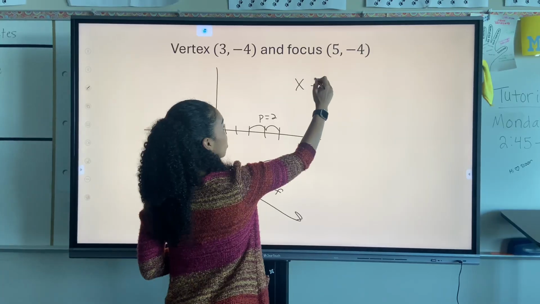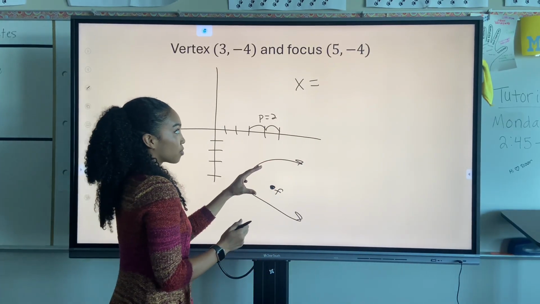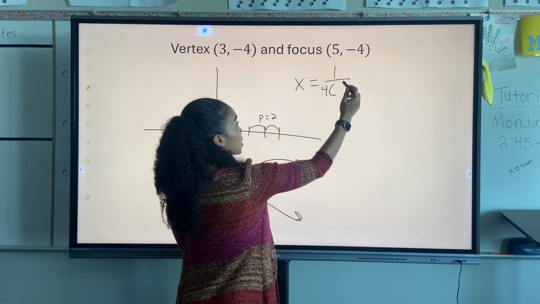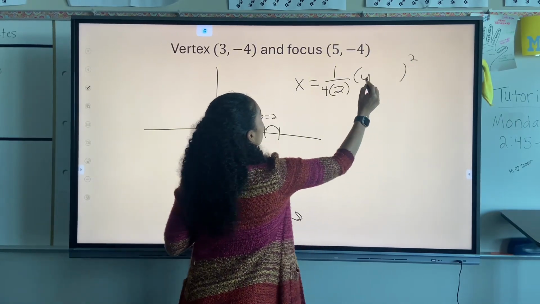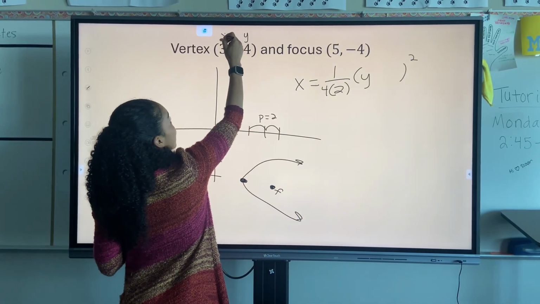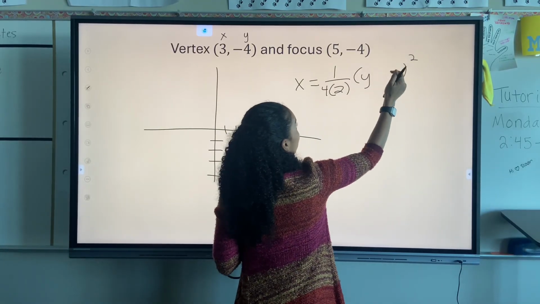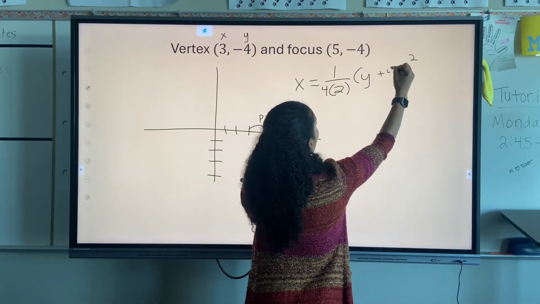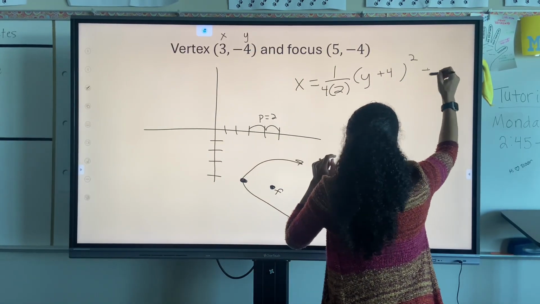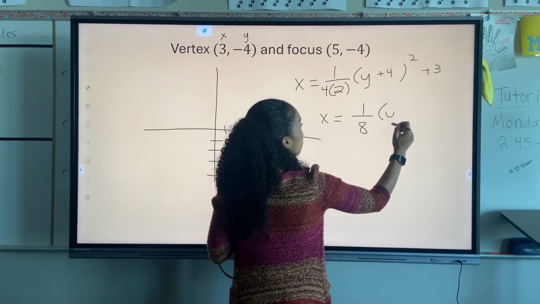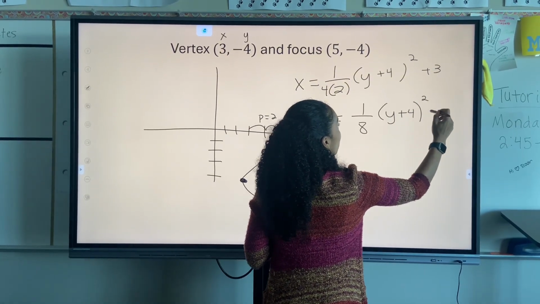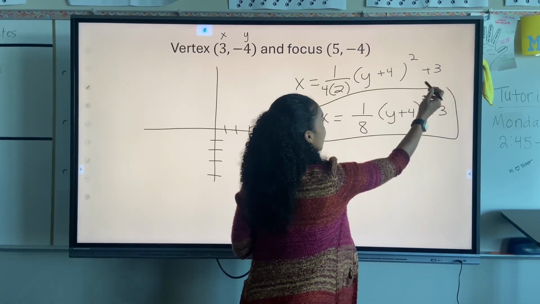So it's x equals, since it's horizontal, 1/4 times your p-value, which is 2. The y value, this is y, this is x. Your y value will go in here. Inside the parentheses is always opposite. And then you have your +3. So your final answer should be x equals 1/8, y plus 4 squared plus 3. It should look exactly like this.